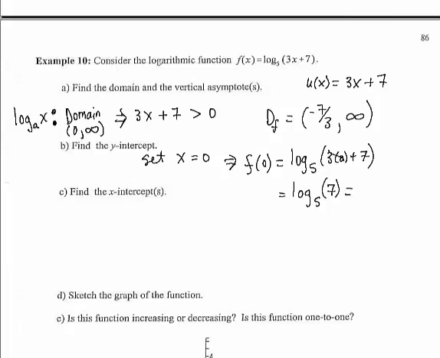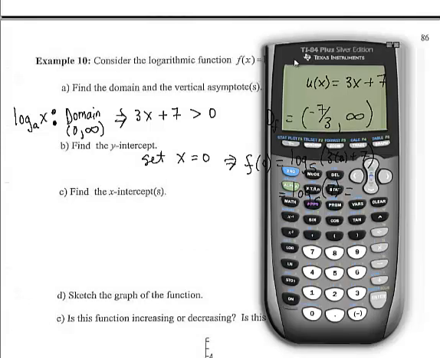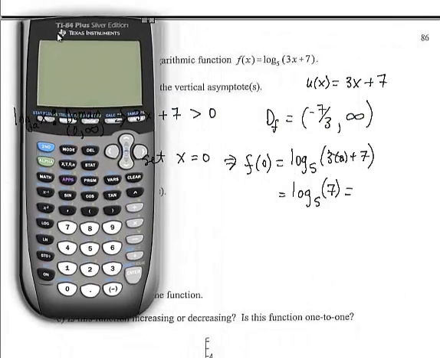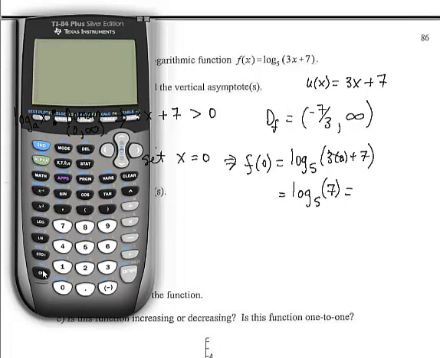Probably going to be some odd number. I'll pull up my calculator to calculate it. And so we go to the home screen, and we need to go to math and log base, type in 5 for the base and 7 for the argument, and we get approximately 1.21.